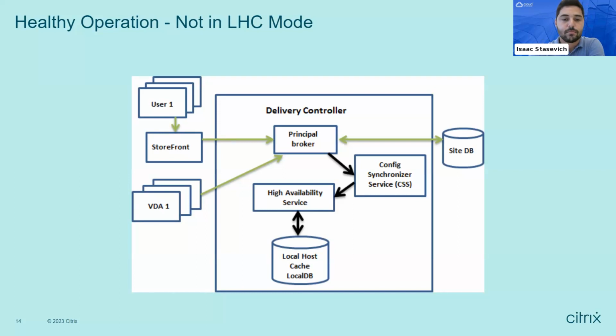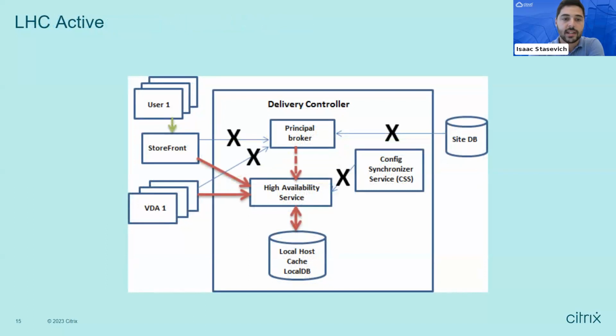All right. So when localhost cache kicks in, the secondary broker, or the high availability service, is going to be what's processing requests for the environment. When that outage begins, you'll see that the VDAs are no longer registering with the principal broker. They're registering with this high availability service. And this principal broker up here is going to be responsible for monitoring the health of the site database. The secondary broker is going to be responsible for all brokering processes.